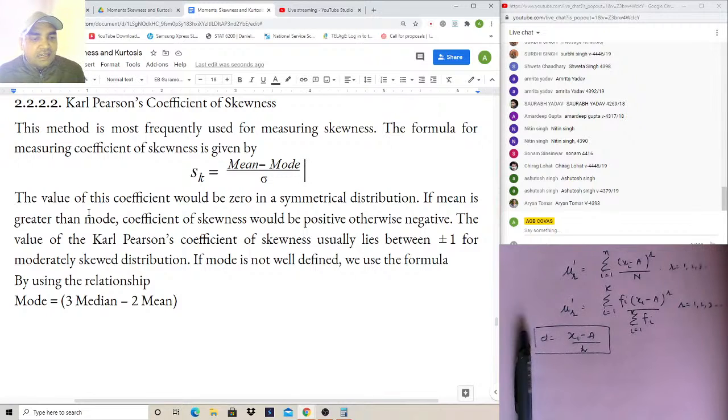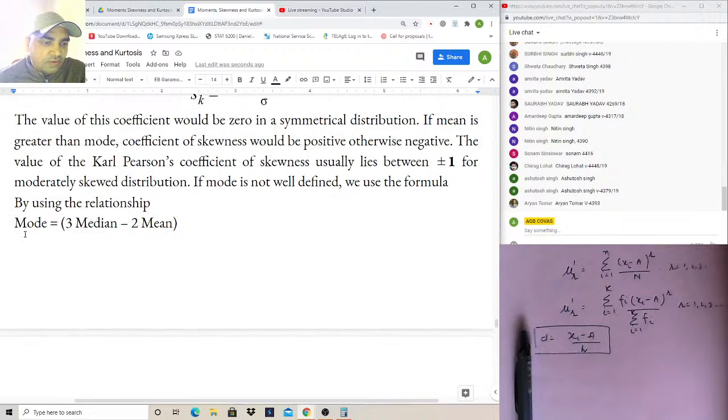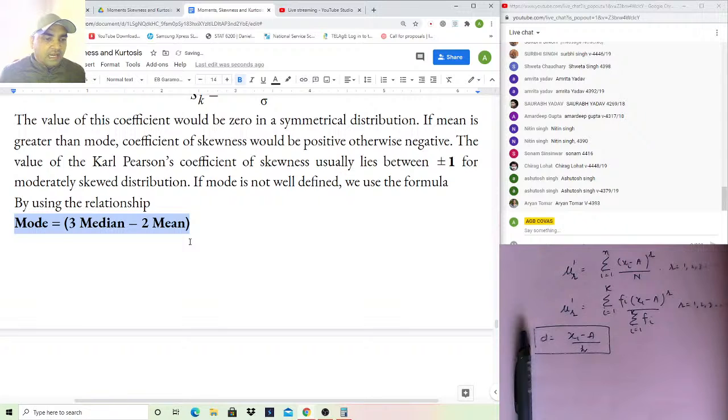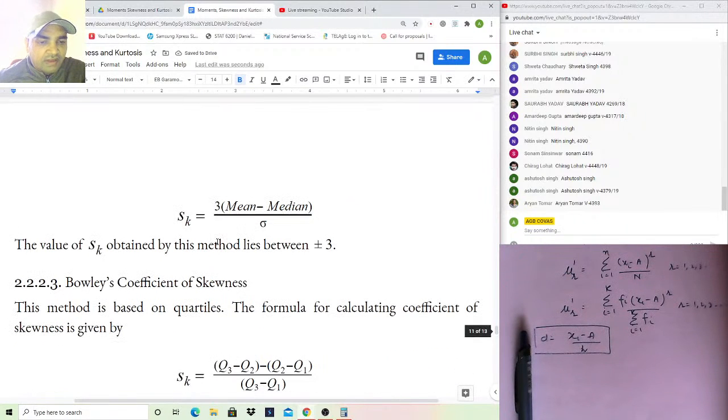And if the mean is greater than mode, the coefficient of skewness will be positive, otherwise negative. So the value of Karl Pearson's coefficient of skewness usually lies between plus and minus 1 for a moderately skewed distribution. If mode is not well defined, we can use this form, using this relationship, we can calculate it and then define it.